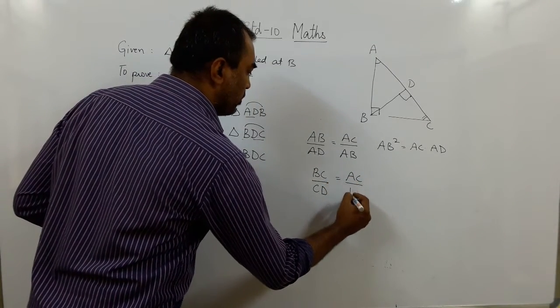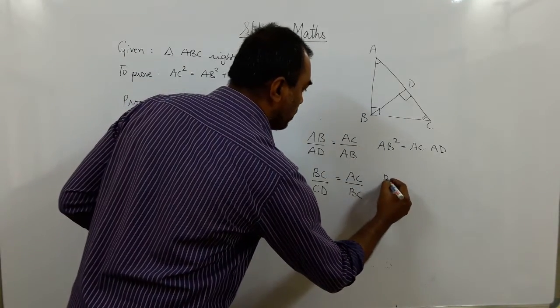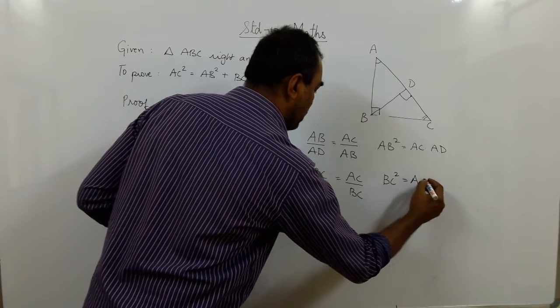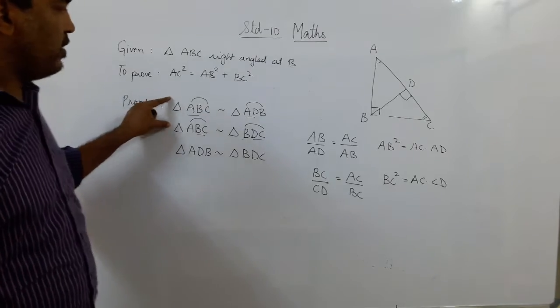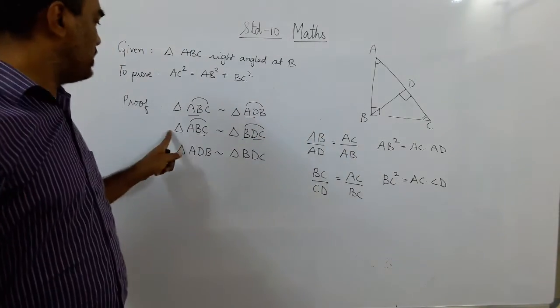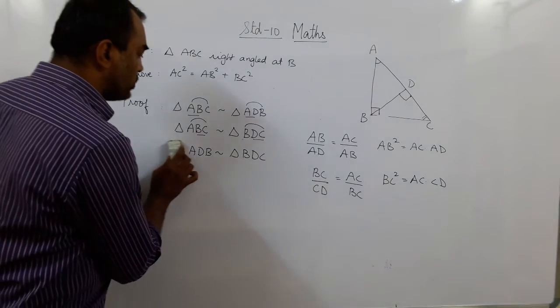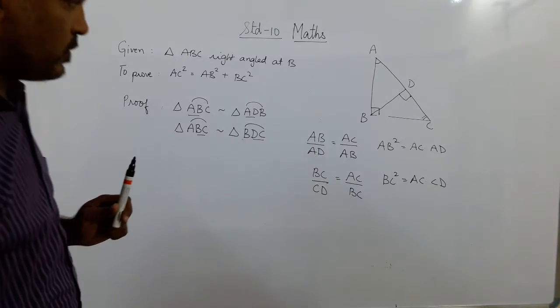AC upon BC. Cross multiply both. What do you get? BC square equal to AC into CD. So from this we have this result, from this we have this result, and I don't think we need the third result right now. This was only for proving, but we don't really need the result right now.